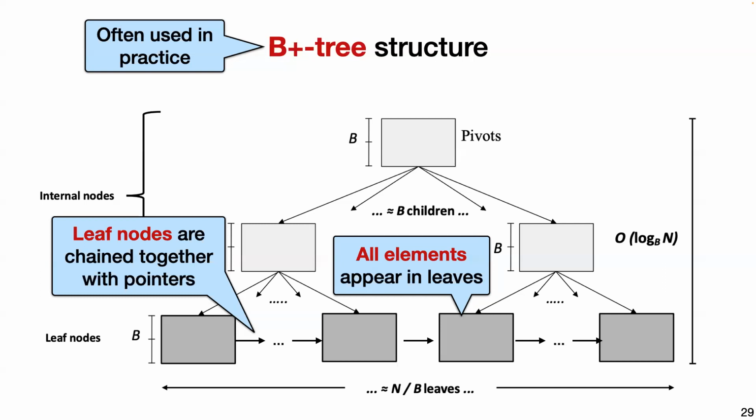So everything appears in the leaves, and sometimes when the leaves get too full, an element gets copied into one of the higher levels, and that's how you get the pivots. And in a B plus tree, the leaves are also connected with pointers horizontally from left to right, so you can easily traverse all of them in order.